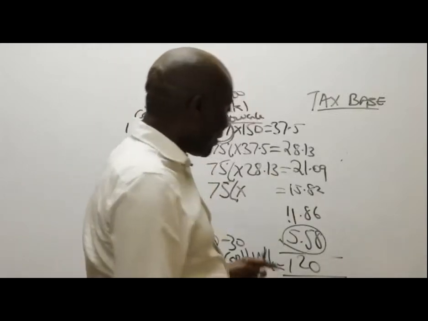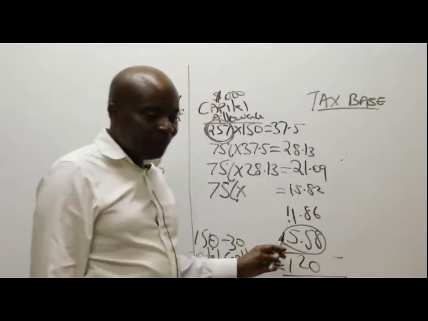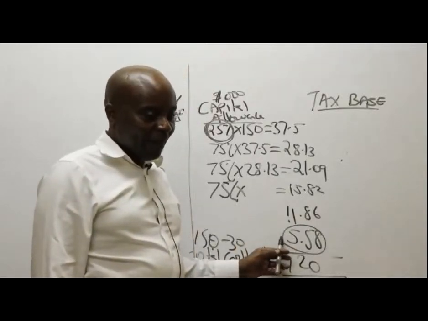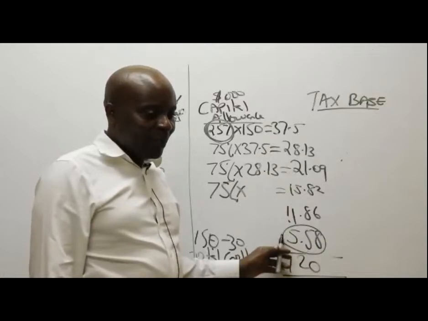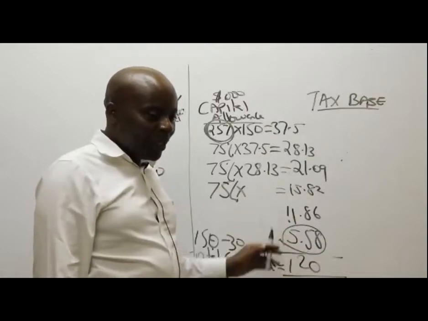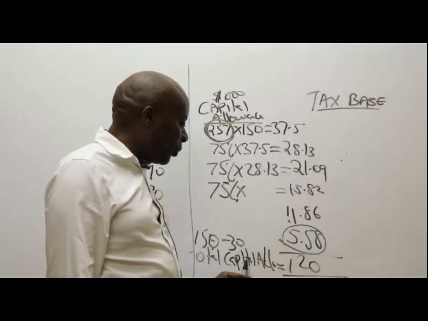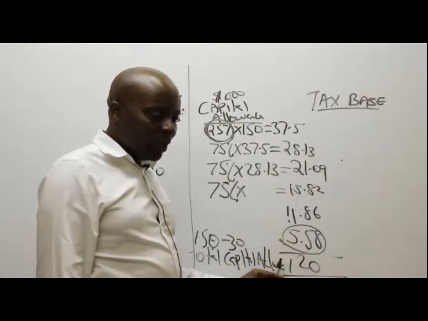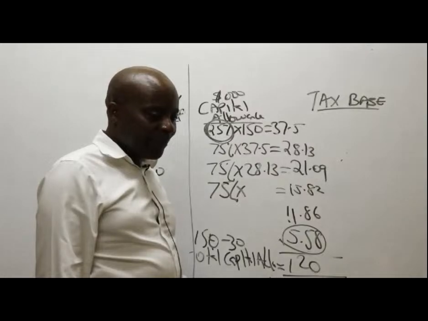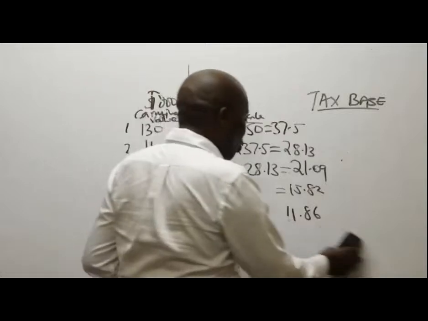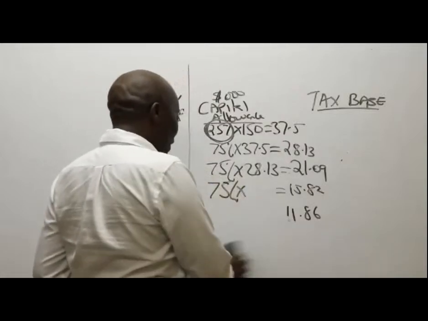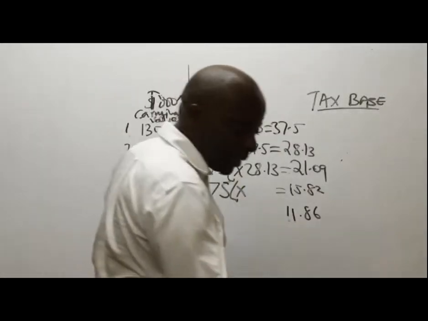Is the problem here at 5.58? Have you seen where we have gotten the total capital allowance of 120? Yes. The other way, if you want to get this balancing figure, you can also get it this way.